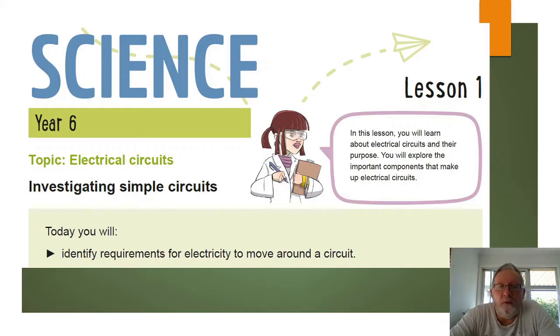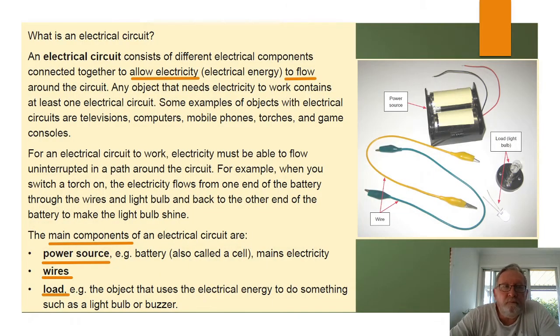Science Unit 2 is all about electricity, and we're looking at the first lesson to build our understanding of an electrical circuit and what is required for electricity to be able to move around a circuit. So, first of all, what is an electrical circuit? Follow along as I read it. An electrical circuit consists of different electrical components connected together to allow electricity or electrical energy to flow around the circuit. Any object that needs electricity to work contains at least one electrical circuit.